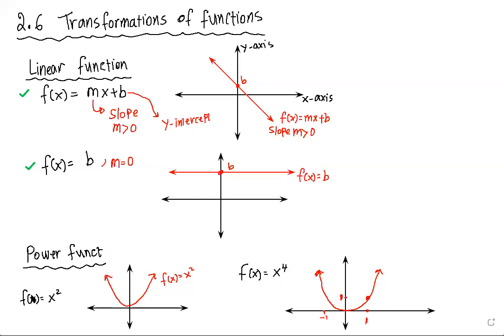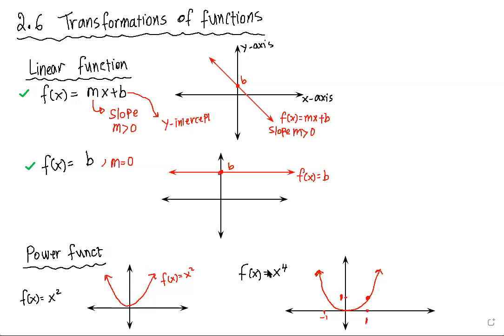Now, any function f of x that has an even power, like x squared, x to the 4, x to the 6, x to the 8, any even power, the graph will look like a parabola. But the difference is that between 0 and 1 it will be closer to the x-axis, then goes up the same way.